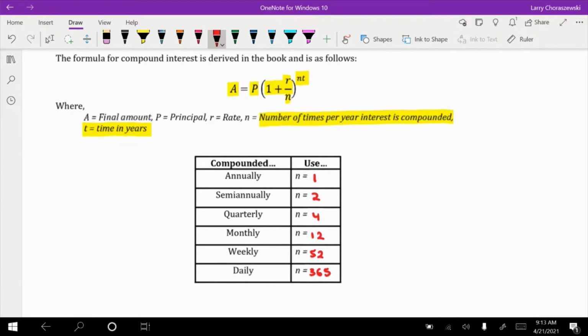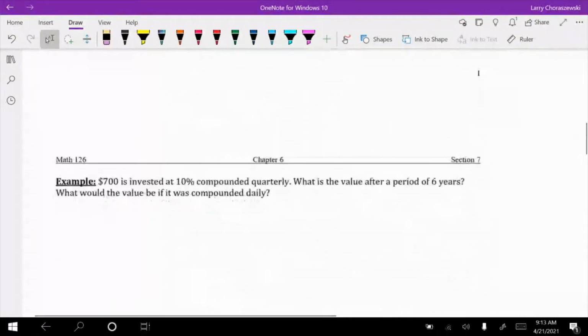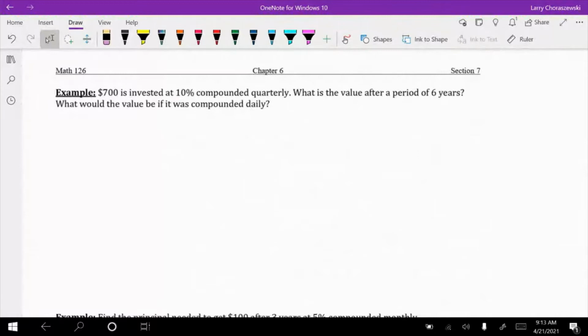So not only does compounding interest typically mean more money, the value of N can also affect you getting even more money versus a different value of N. So for different values of N, the value of A tends to be larger. And we're going to see that effect with this upcoming example.